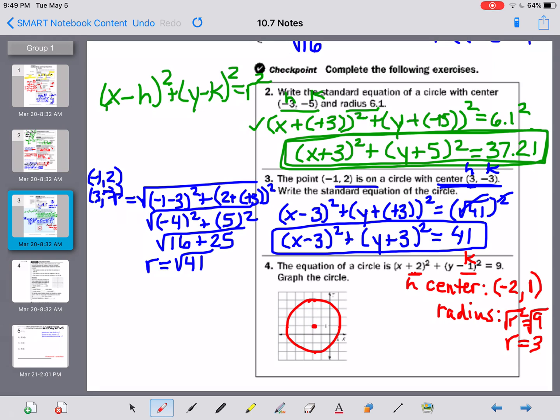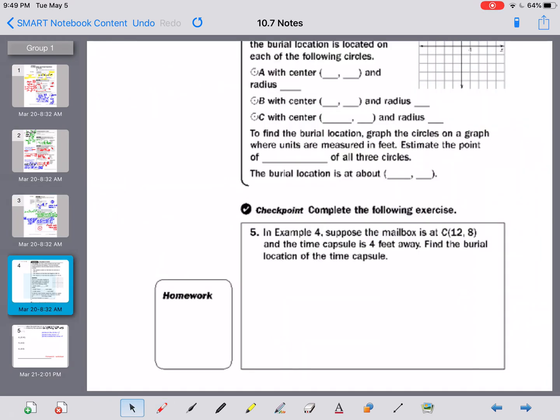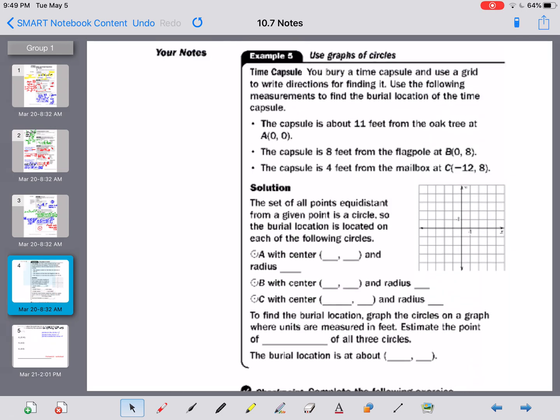All right, we're moving on to page 4. Kind of one of my favorite pages on this section. Shows you a little bit of real life, what you could do with this. Of course, this example maybe is not as real life as some, but we can kind of relate it to real world problems. So we have a time capsule that has been buried in your yard.